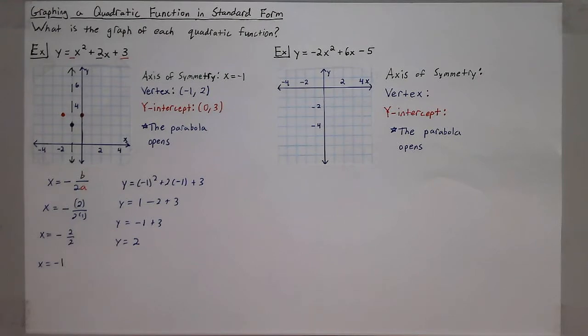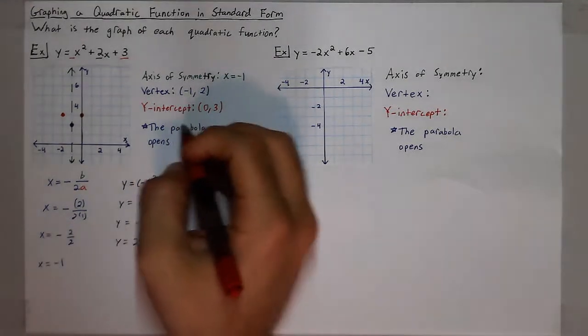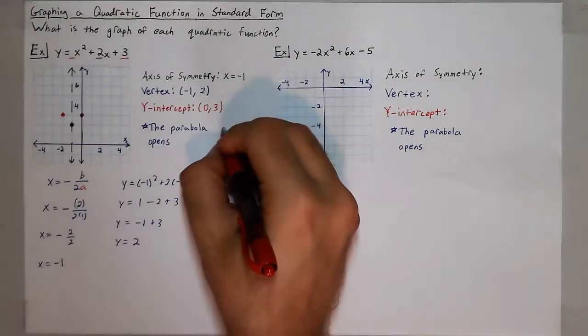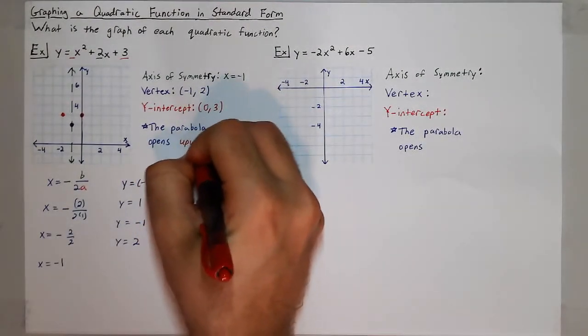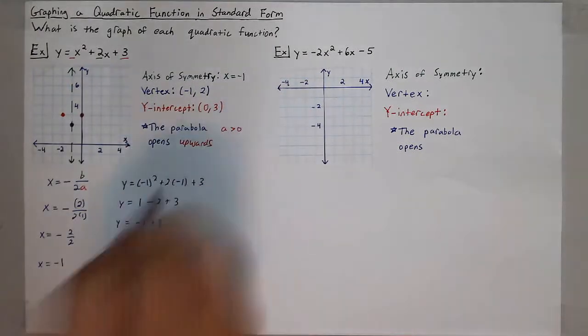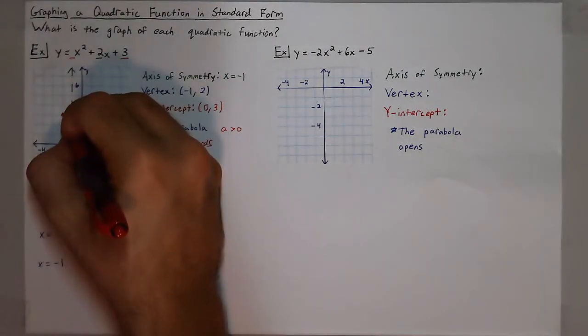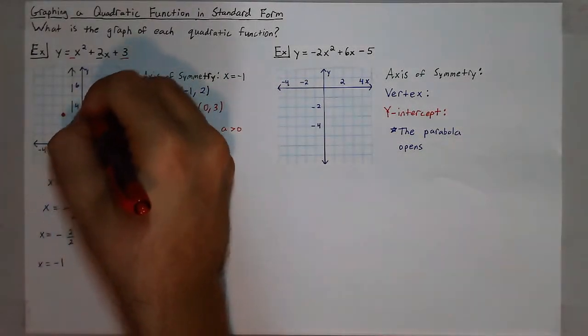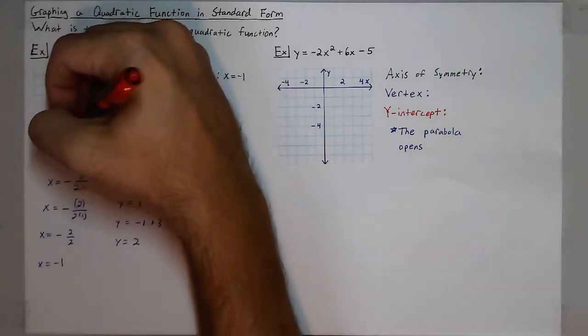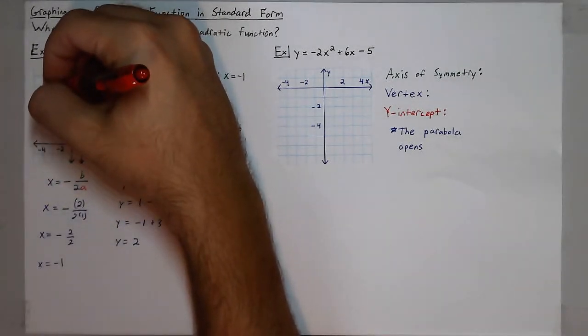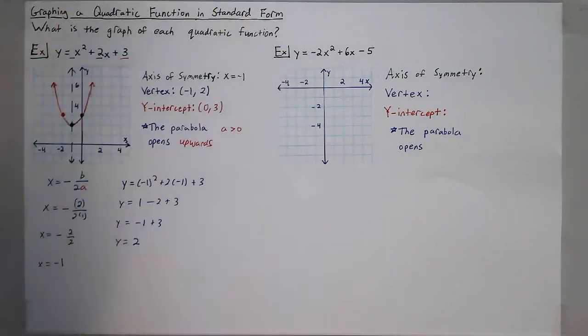Now it looks like this will open upwards, but let's just double check. A is greater than 0, so it will open upwards, just to confirm that we're graphing this correctly. So we'll graph an upwards parabola here. There you go. Let's try this one more time because it is rather quick once you get the hang of it.